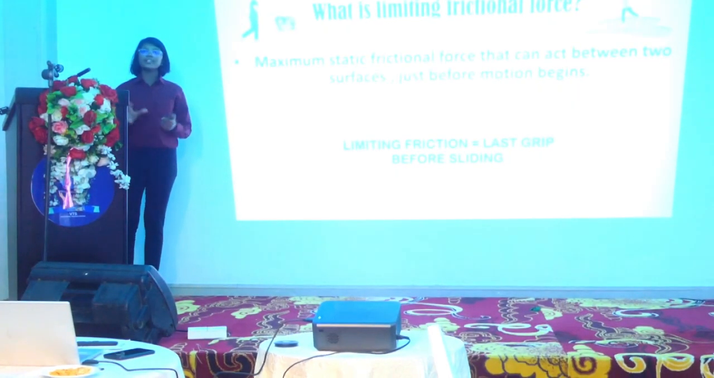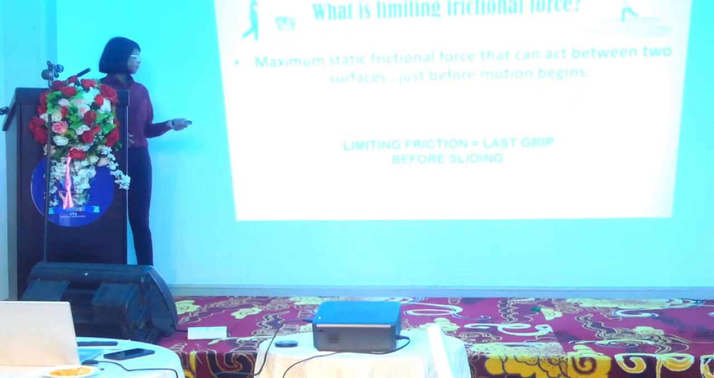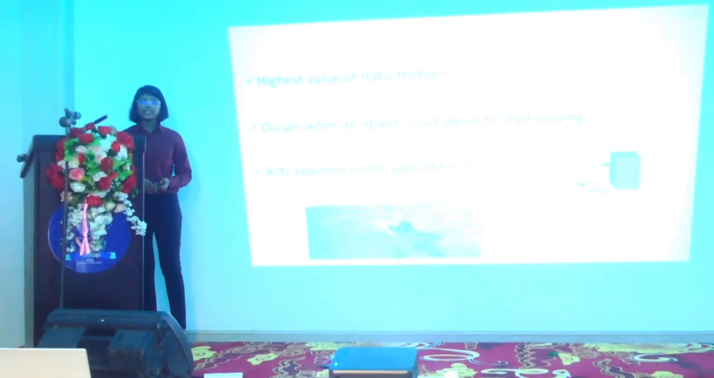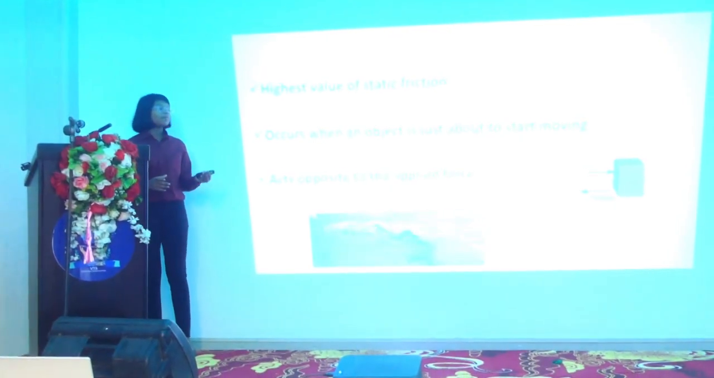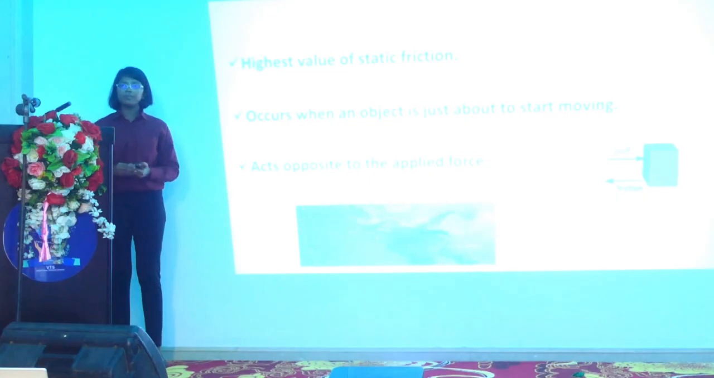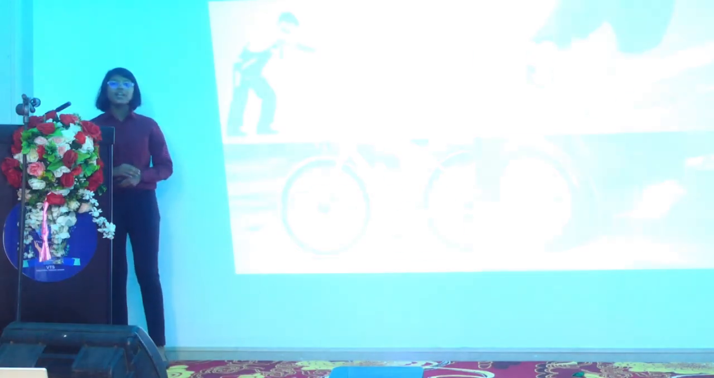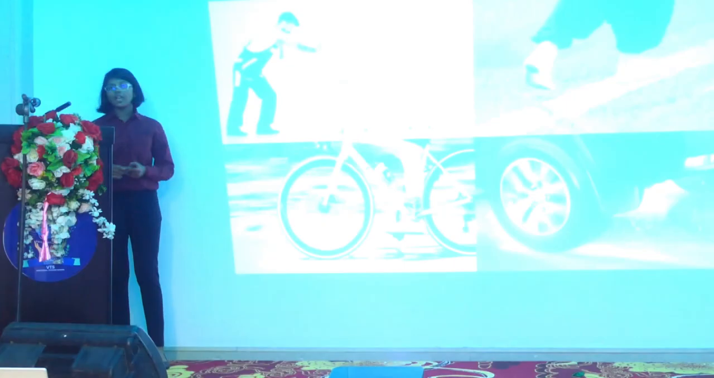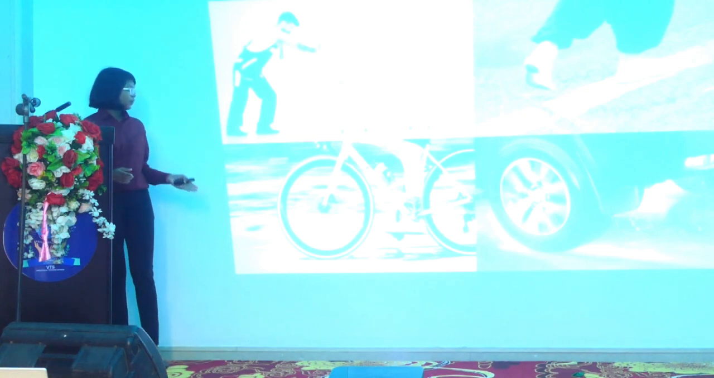Now let's see some characteristics of limiting frictional force. Limiting frictional force has the highest value of static friction. It occurs when an object is just about to start moving. It acts opposite to the applied force and it is the strongest grip between two surfaces. Limiting frictional force is everywhere. Now let's talk about some day-to-day examples: pushing an object before it moves, walking without slippers, bicycle tires against the road, and tires of a car just before moving.